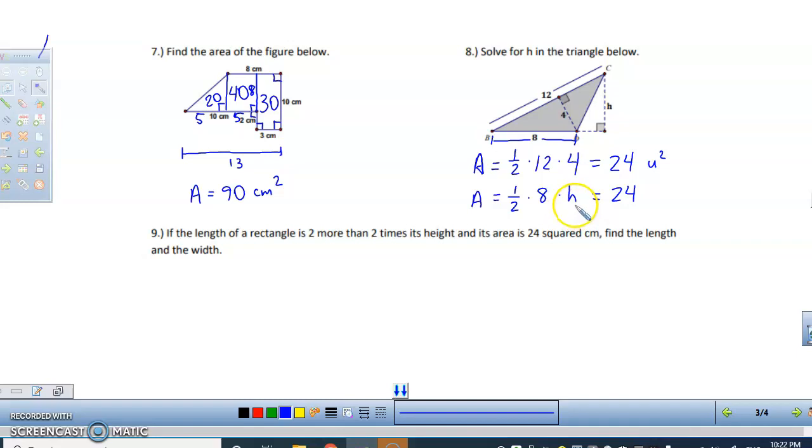Now I can find the h. This is going to be 4h. And then divide, obviously. So the h is going to be 6. And we don't have units, so I would just say 6 units.